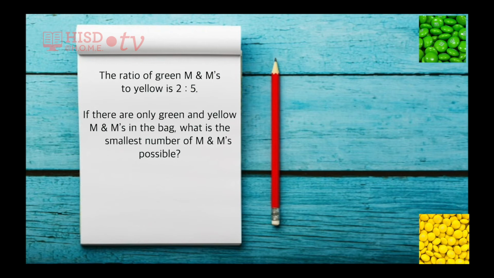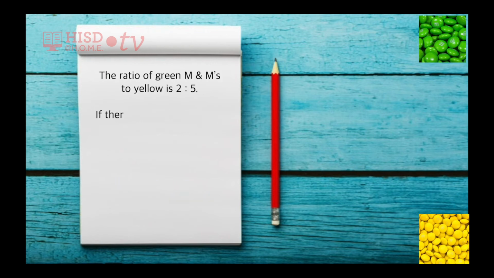There would be 7 total M&Ms in the bag. Just a reminder of the order. So it's very imperative that you get the order correct. The ratio of green M&Ms to yellow is 2 to 5. If there are 84 M&Ms in the bag altogether, how many are green?